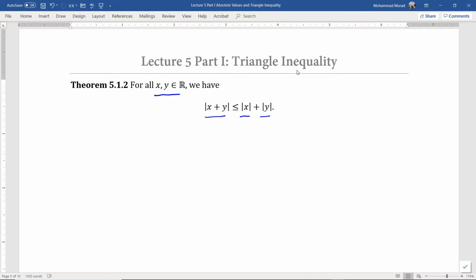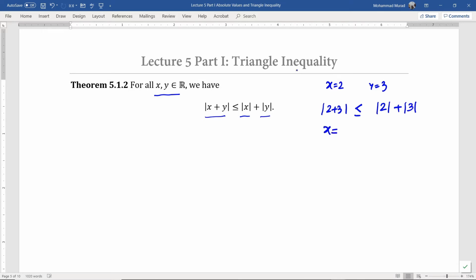For example, if we take x equals 2, y equals 3, then in the left-hand side we have the absolute value of 2 plus 3, and in the right-hand side we have the sum of their absolute values, which is equal. So the statement is clearly true.